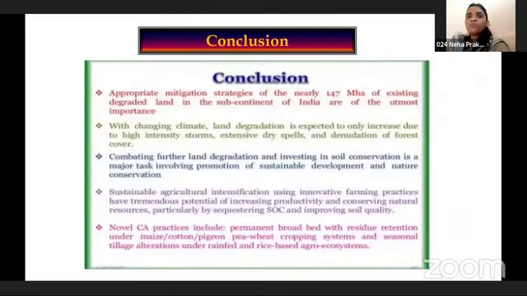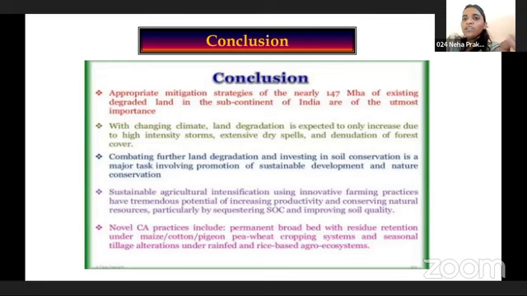Now coming to the conclusion portion of all this: land degradation and the management of land degradation. Here we have the appropriate mitigation strategy for nearly 147 million hectares of existing degraded land, and we have to focus on how we can sustain or manage that land. By combining the different technologies in our field, we can sustain it.